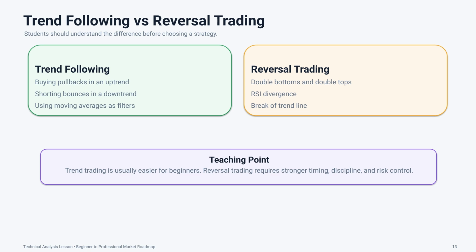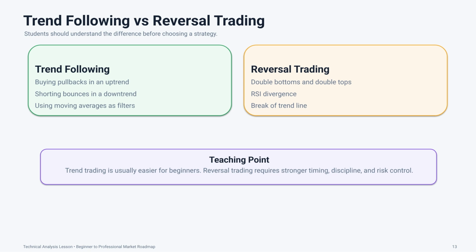We are trying to follow the direction that price is already moving. Now, let's look at reversal trading. Reversal trading means we are trying to catch a change in direction. For example, a trader may look for a double bottom, a double top, RSI divergence, or a break of a trend line. A double bottom may show that sellers are losing control and buyers are starting to step in.